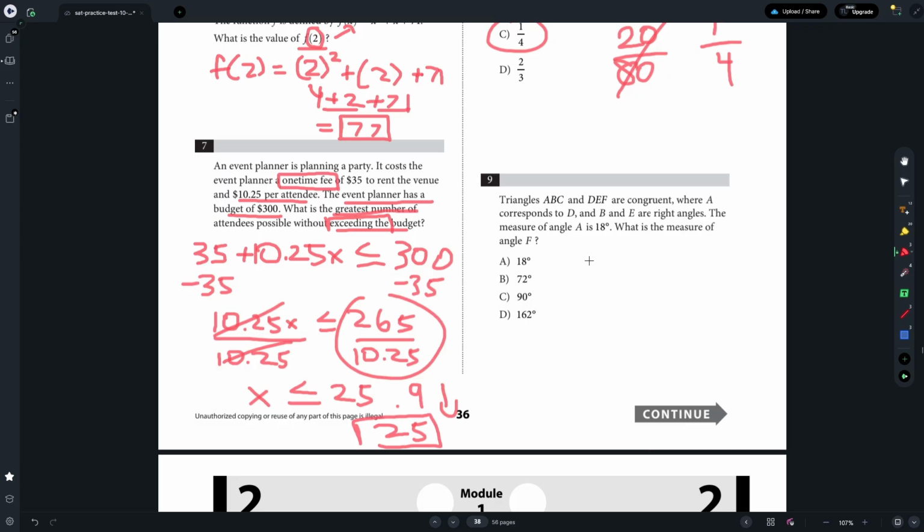What better way can we understand the question than by drawing a diagram? So we have two triangles, ABC and DEF, and they're congruent, meaning the side lengths are the same and the angle measures are the same, right? So if you want to draw this, let's draw maybe like this.